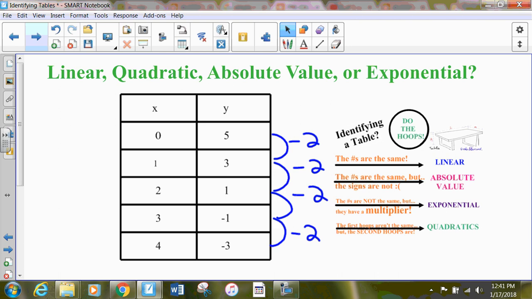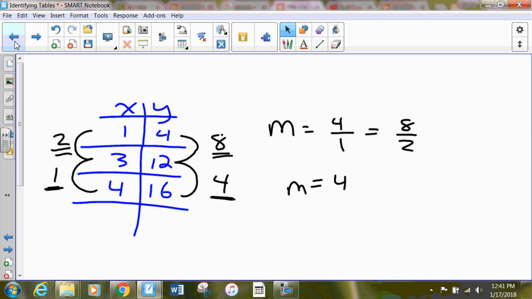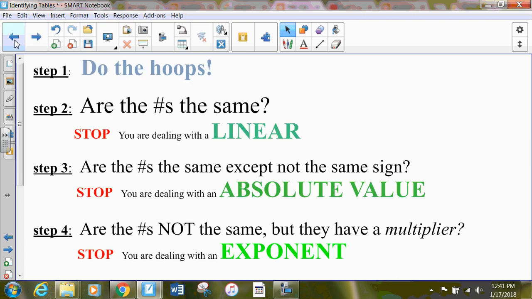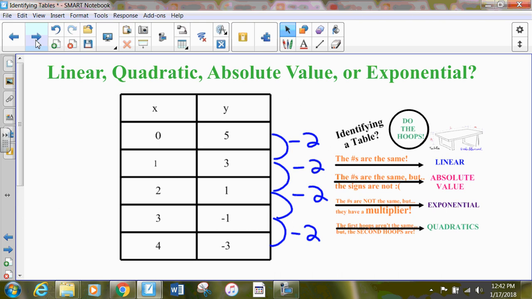All right, so we did the hoops and we got negative 2. What does that mean? Well, it means that if we do the hoops and we have all the numbers the same, then we stop and we identify right away it's linear. And that makes sense, right? Something that's decreasing by 2 each time, that's a constant rate of change, and we know that's linear.